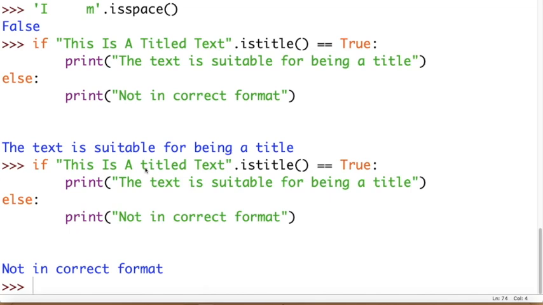Now let us go to the next function in the set, and that is a very important function, join. Let us see what join does with a very important small example.